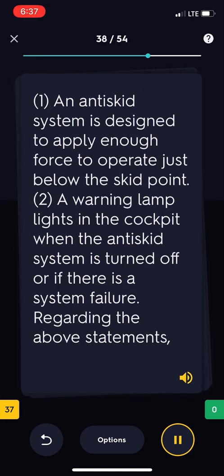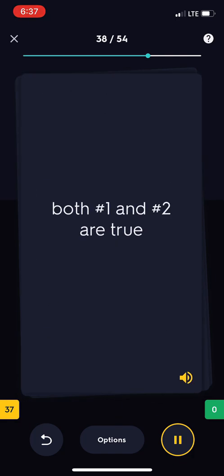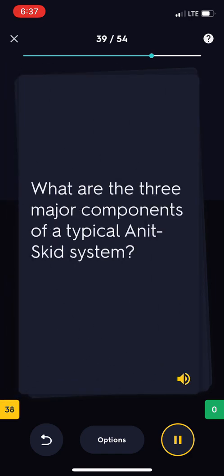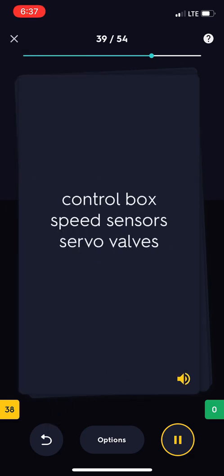An anti-skid system is designed to apply enough force to operate just below the skid point. A warning lamp lights in the cockpit when the anti-skid system is turned off or if there is a system failure. Regarding the above statements, both number 1 and number 2 are true. What are the three major components of a typical anti-skid system? Control box, speed sensors, servo valves.